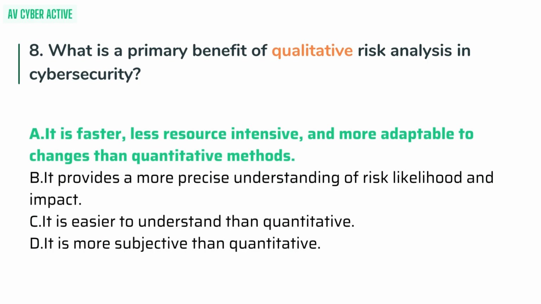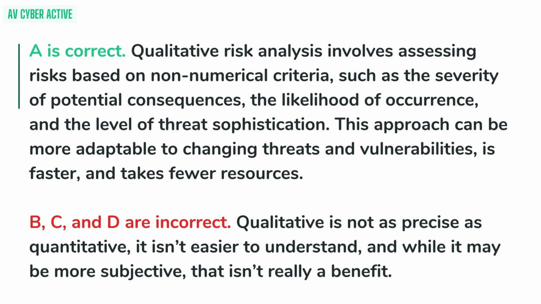A is correct. Qualitative risk analysis involves assessing risks based on non-numerical criteria, such as the severity of potential consequences, the likelihood of occurrence, and the level of threat sophistication. This approach can be more adaptable to changing threats and vulnerabilities, is faster, and takes fewer resources. B, C, and D are incorrect. Qualitative is not as precise as quantitative, it isn't easier to understand, and while it may be more subjective, that isn't really a benefit.